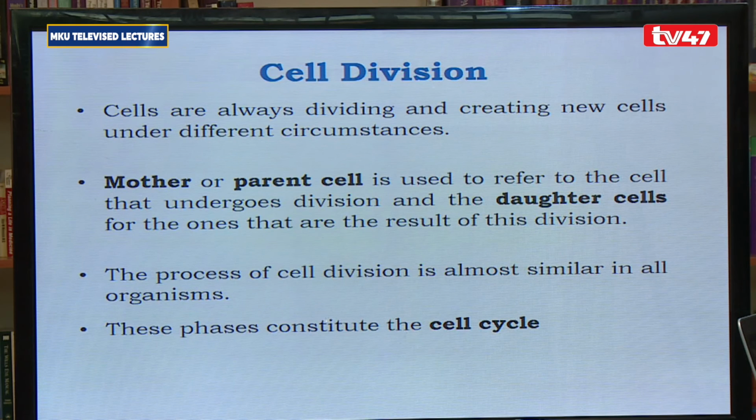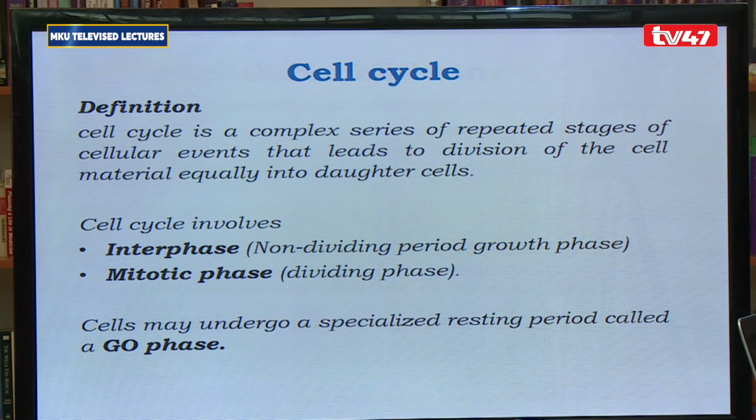So a cycle is something that goes round. So it doesn't have a beginning or an end. You are constantly going round. So a cell is either growing or dividing. Or in some cases, we may find that certain cells are resting, okay? But that is in very, very few cells.